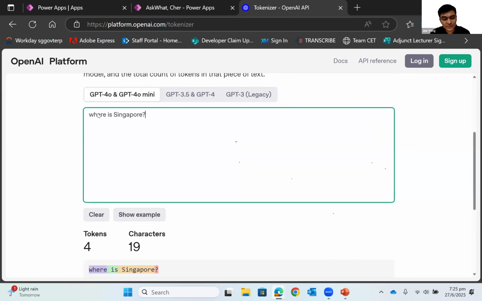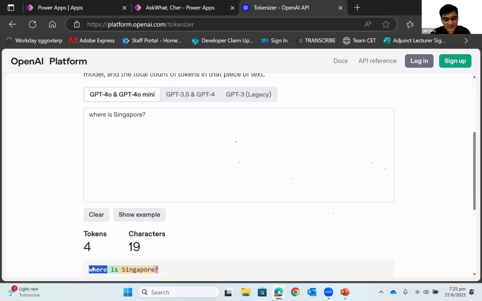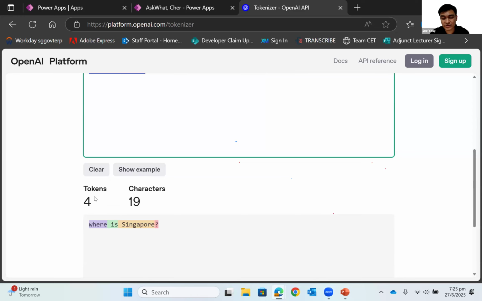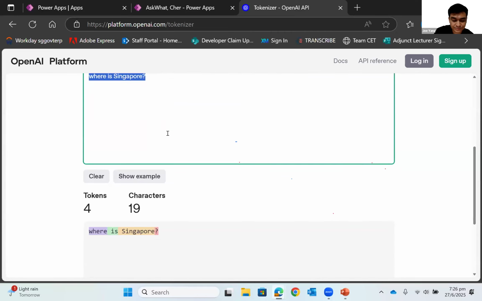Okay. From your typing, you can see that "where" is considered one word, "is" is another word, "Singapore" is one word, and the question mark is one word. So there are a total of 4 tokens, and these tokens are created by the tokenizers. There are a total of 19 characters, and after you tokenize it, it becomes 4 tokens.